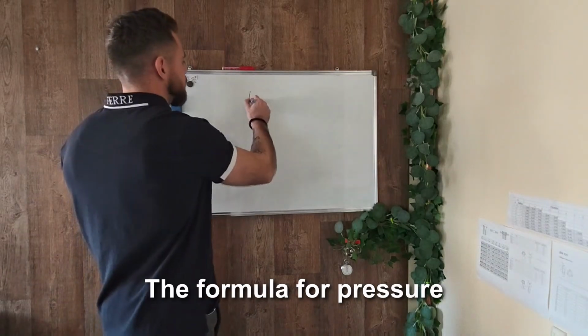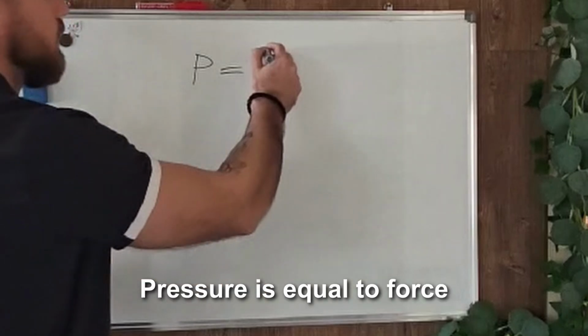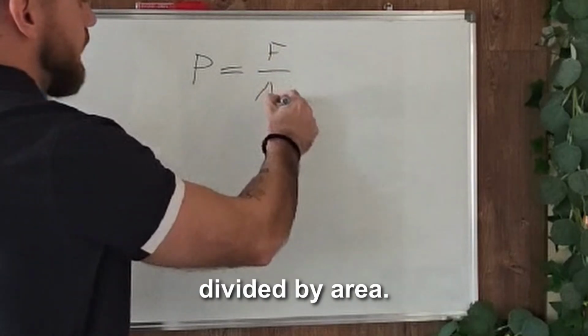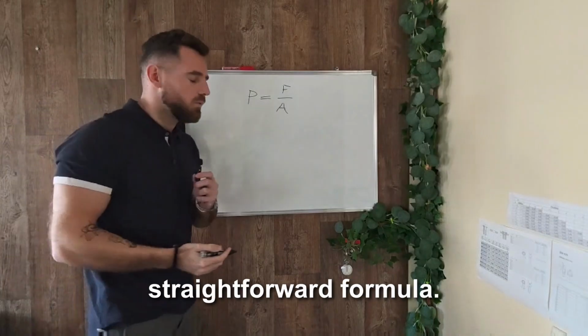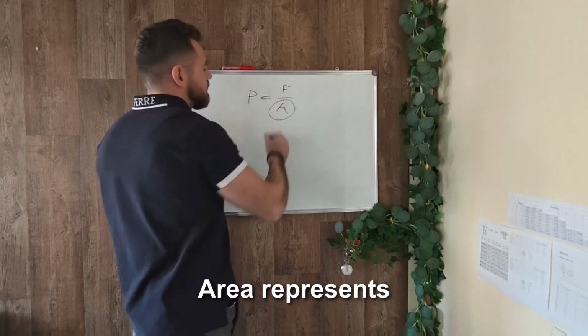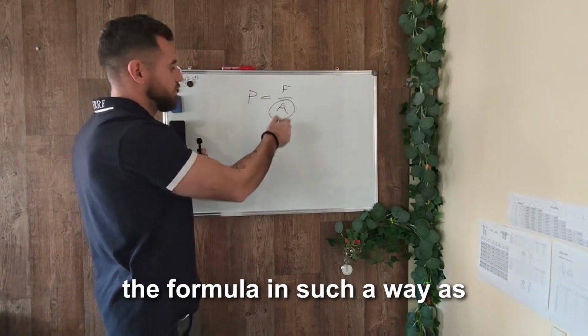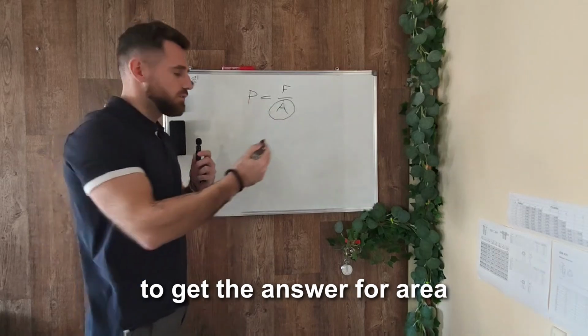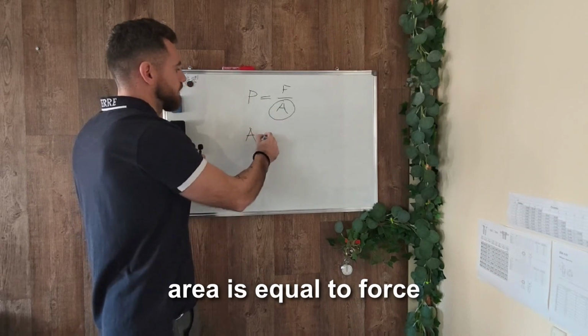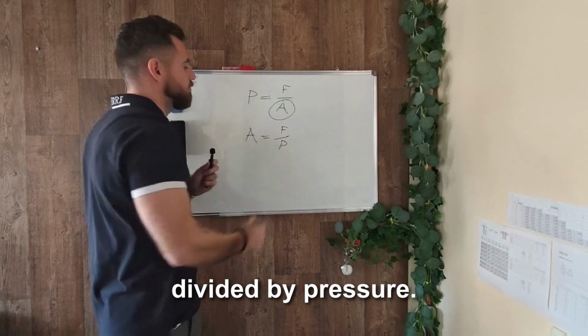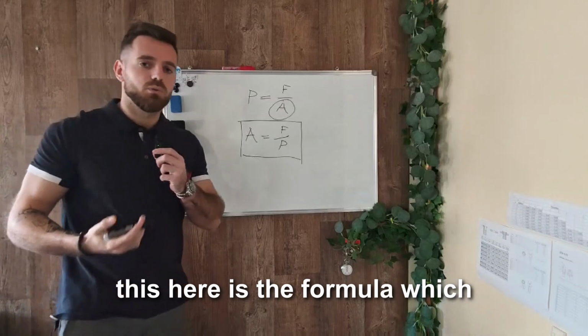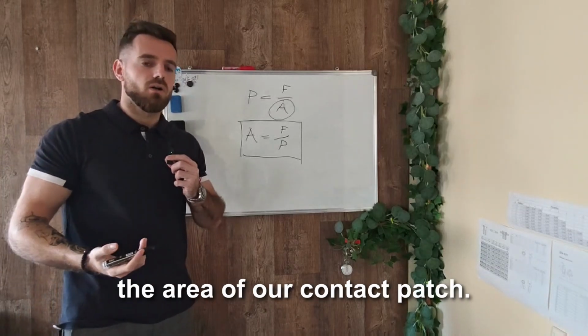The formula for pressure is as follows. Pressure is equal to force divided by area. It's a very simple, straightforward formula. Area represents the size of our contact patch in this scenario. So if we want to rearrange the formula to get the answer for area, we would say area is equal to force divided by pressure. This is the formula which we can use to calculate the area of our contact patch.